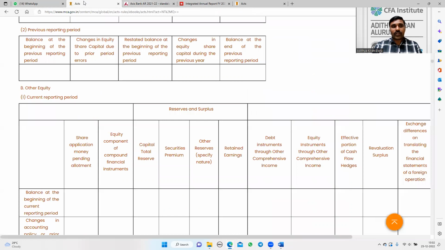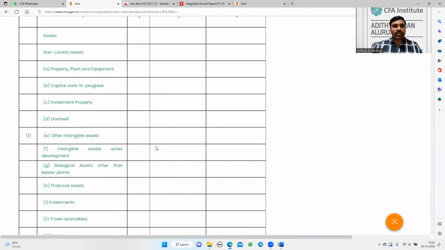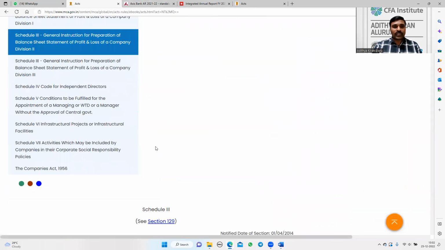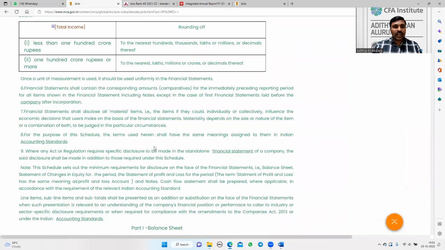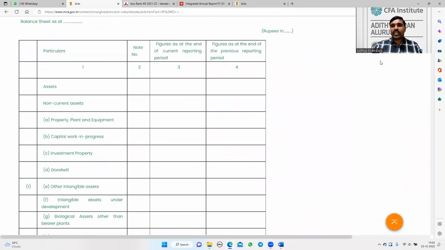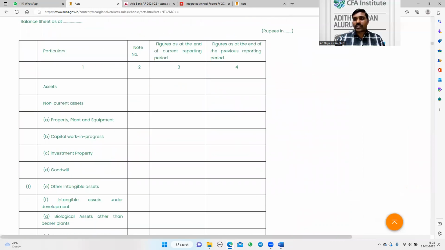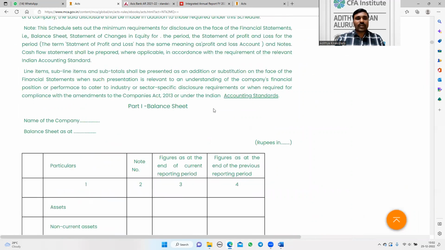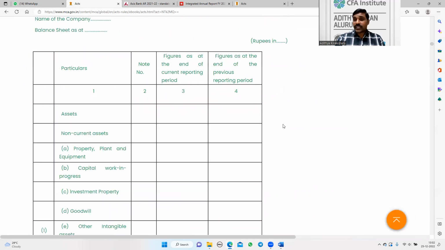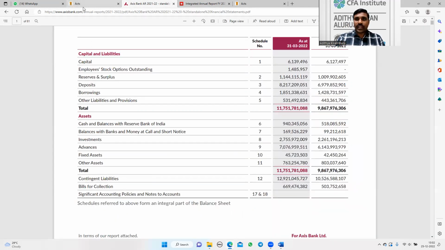If you look at the Schedule 3 format for Ind AS companies, this is what the Schedule 3 format looks like for normal companies. I am showing this for Ind AS companies. For accounting standards companies, it is reversed: first liabilities, then assets. This Schedule 3 balance sheet I am showing for Ind AS companies, and Axis Bank I am also showing for Ind AS only.